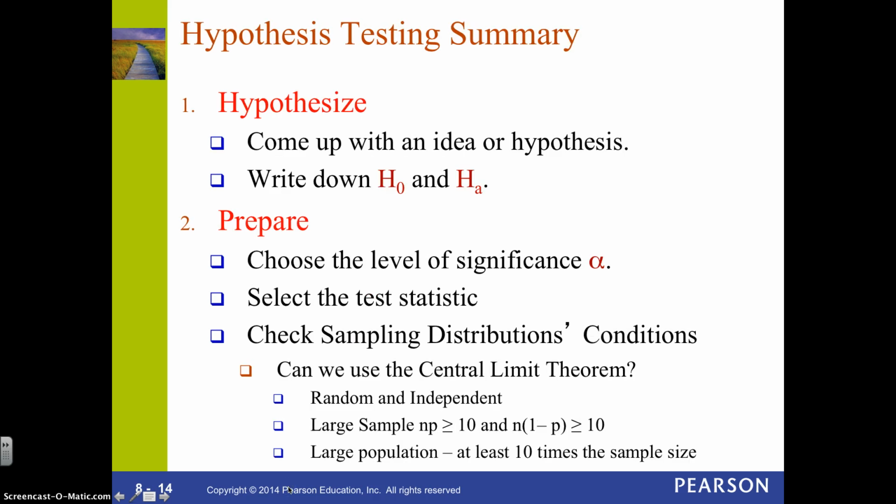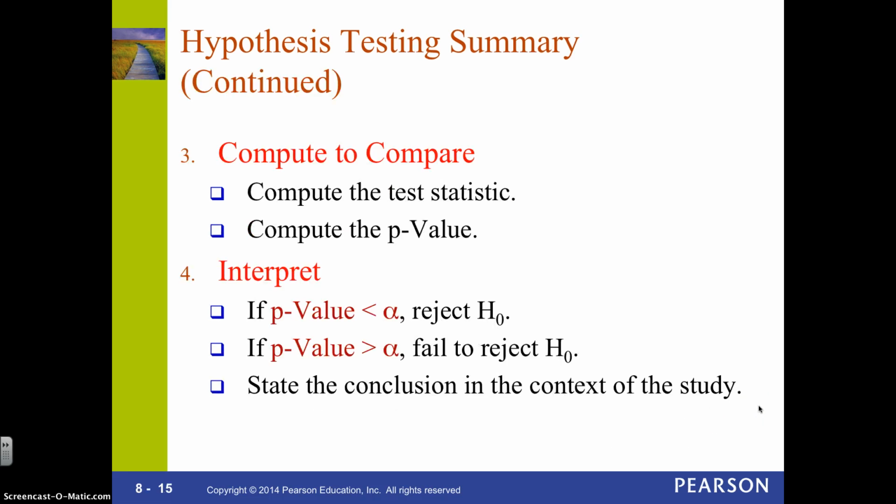Okay, so hypothesis testing summary. First, you're going to hypothesize. Then you want to prepare, and you can read through each of these things on the slide. Part of preparing is checking your central limit theorem conditions. We talked about all this in Chapter 7: the number of successes, n times p, is greater than or equal to 10, and n times 1 minus p is greater than or equal to 10. Then you need to compute. That means compute the test statistic, compute the p-value, and then interpret. So those are our 4 steps. Over the next few sections, we'll talk more about how those 4 steps play out and how you actually compute each of them.